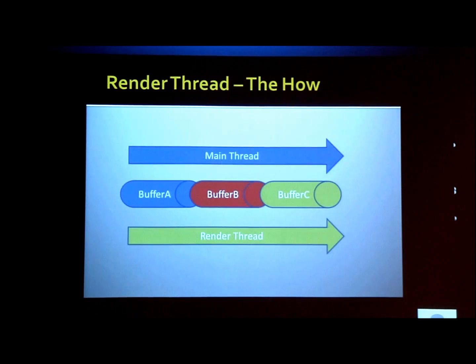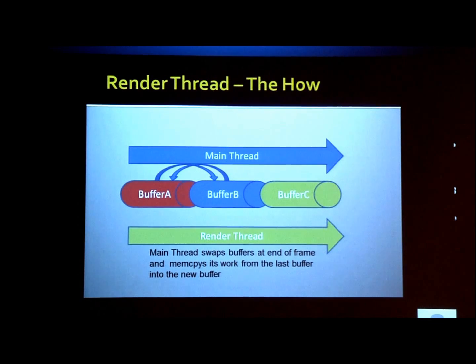So I got a little visual here about how the triple buffering thing works. So we got the main thread and the render thread and three buffers. Right now, if you look at it, there's the blue and the green. So main thread is right now referencing buffer A, while the render thread is referencing buffer C. And buffer B is being referenced by no one.